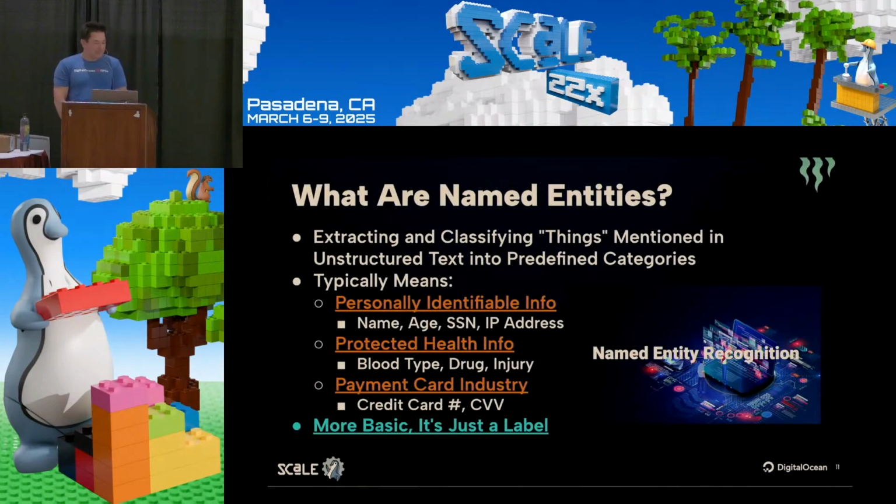Named entities are extracting and classifying things mentioned in sentences in unstructured text into predefined categories. So if anyone's heard about personal identifiable information, protected health information, payment card stuff, like credit card numbers, CVV, those are all different classifications for things. Like my name, David, the classification is name, right? If it was my address, the classification would be an address.